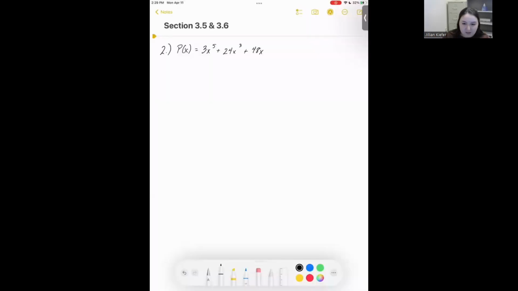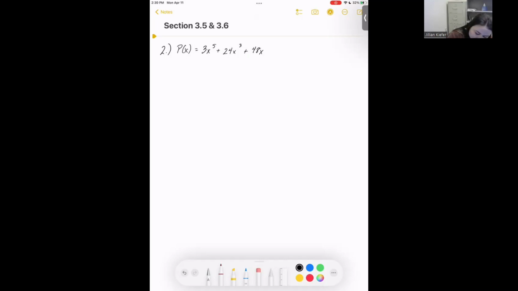All right, so here we are with our notes. Problem 2, we've got p of x is equal to 3x to the power of 5 plus 24x cubed plus 48x. Now remember, we're finding all of its zeros and writing its complete factorization. So the first thing we always want to do whenever we look at a polynomial is figure out right away, can I factor anything right off the bat? And the answer for us is going to be yes. We can factor a 3 and an x out of the whole polynomial.